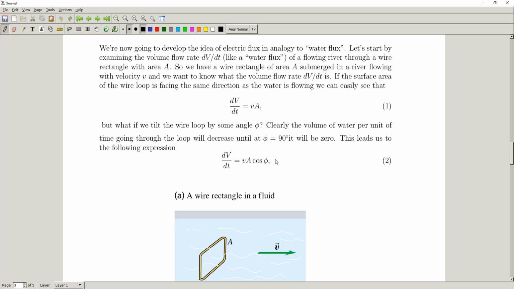So if we use this expression, and now we think about going through all the angles from phi equals 0 to phi equals 90 degrees, we're going to get less and less. We'll have the most volume of water going through per unit time when our angle phi is 0. And then as it slowly cranks up to 90 degrees, we're going to get less and less water until we're actually at 90 degrees, and then no water is flowing through, right? And so this is our expression for the volume per unit time going through our loop.